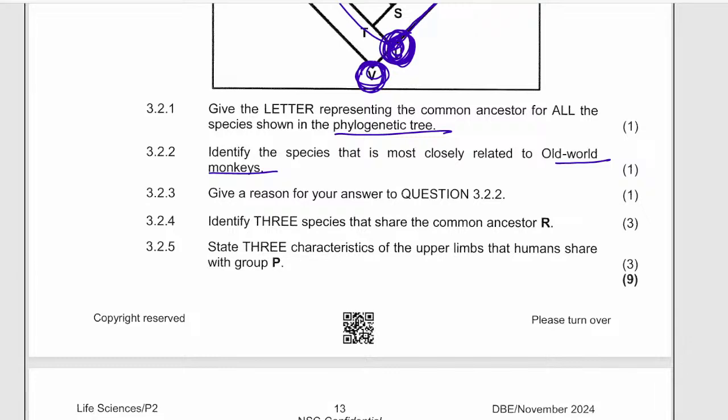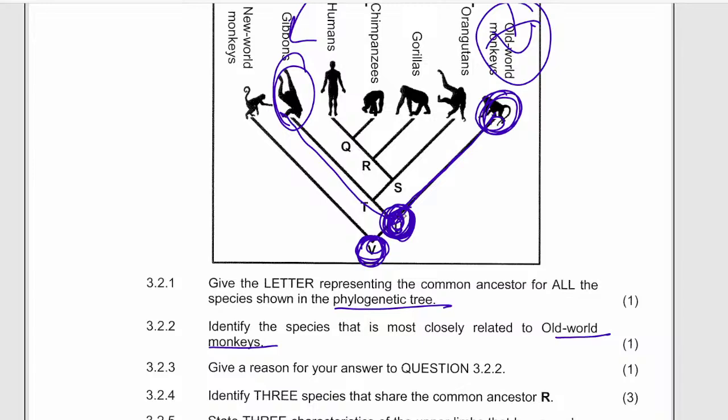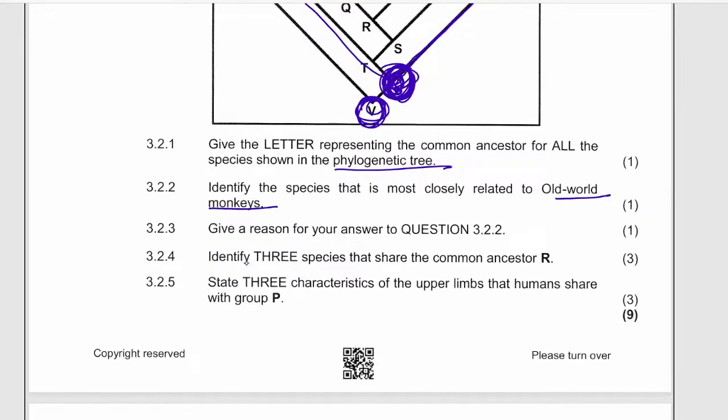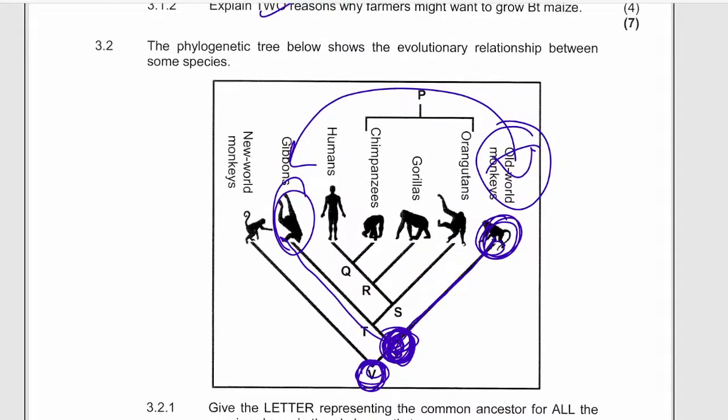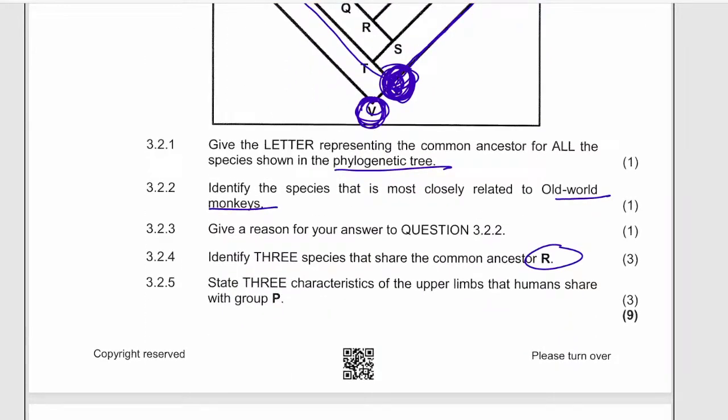Then they're saying give a reason for your answer. We say that because gibbons share the most recent common ancestor with the old monkeys. Identify three species that share the common ancestor with R. So you come back here. This is R, meaning that the chimpanzee, the gorillas, and the orangutans, whatever.